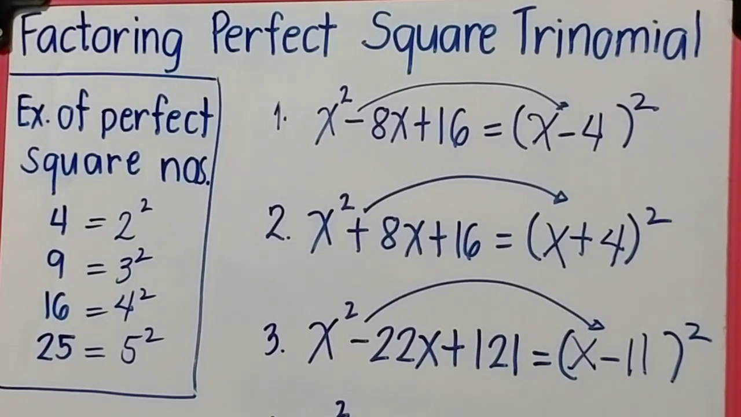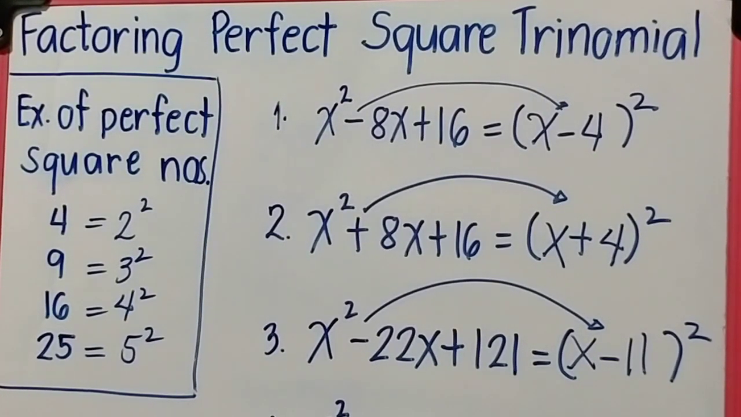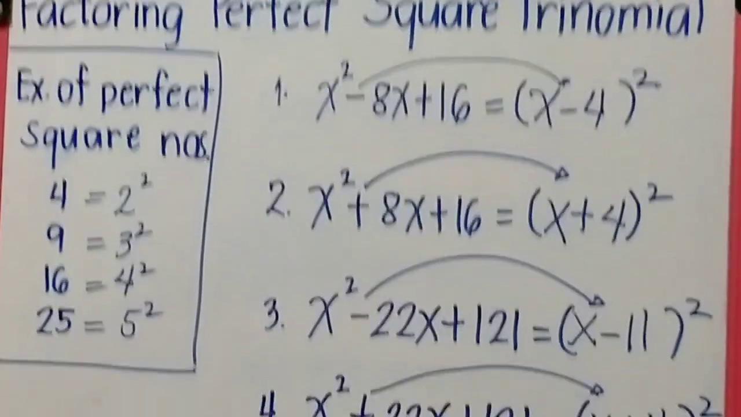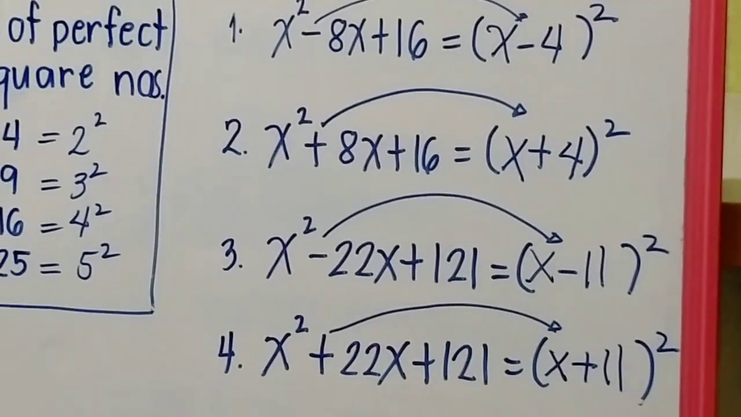Lastly, let us factor x squared plus 22x plus 121. Then the first factor will be the square root of x squared. And the second term of the binomial, get the square root of the constant term 121. Square root of 121 is 11. Copy the sign of the middle term. It's positive. Then square it. So that's how we factor a perfect square trinomial. So easy, right?